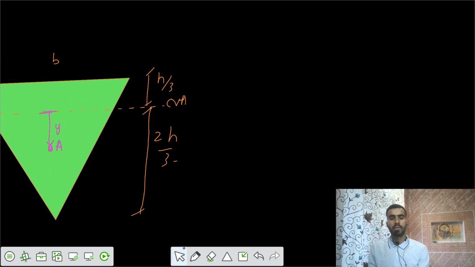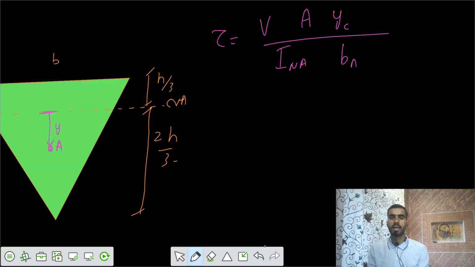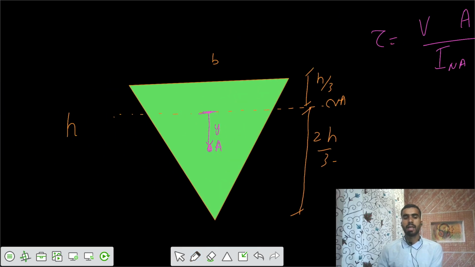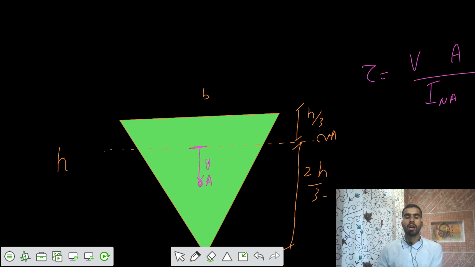So we have the equation that shear stress is equal to V A y bar, or yc, the y centroid of that area, divided by I about the neutral axis into the width at that point A. Now, what's the area? That area we have to take. We can either take the area above the point A, or the area below the point A. If the point A is here and you take the area above, you have to take this area.